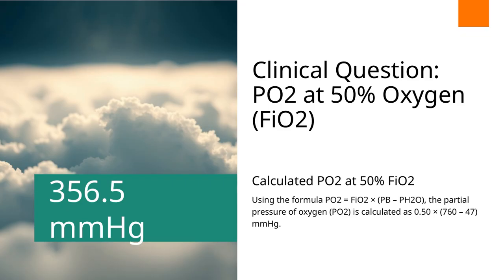So plugging those numbers in, we get 0.5 times 760 minus 47, which equals 356.5 mmHg. This value, 356.5 mmHg, is the estimated PO2 at 50% FiO2. Understanding this calculation is crucial because it helps us determine how much oxygen is available in the alveoli for gas exchange. And of course, it ties back to the overall theme of respiratory physiology, how oxygen moves from the environment into our blood and tissues.